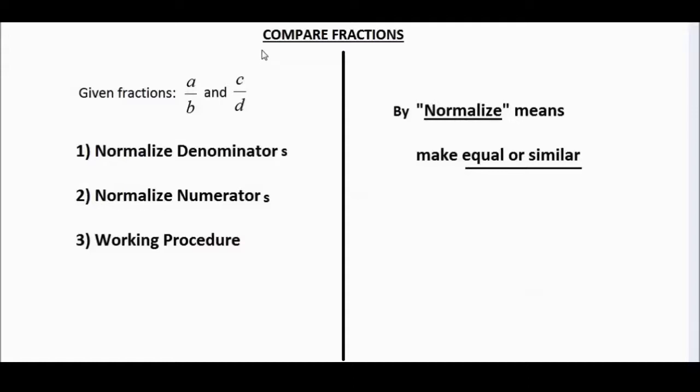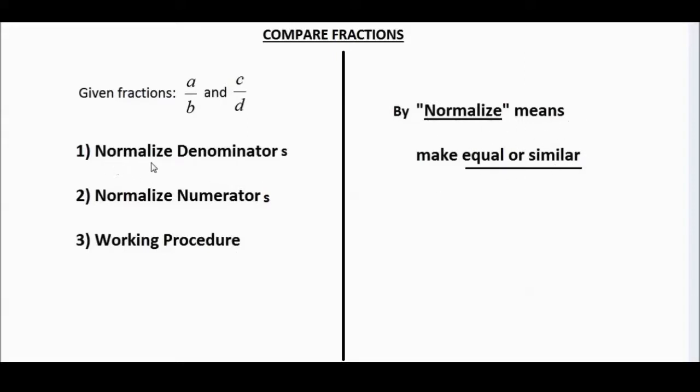How to compare fractions. We are given the fractions a by b and c by d. A and c are the numerators and b and d are the denominators. Fractions may be compared by normalizing the denominators or by normalizing the numerators. This is also a working procedure that we'll describe. By normalize, we mean make equal or similar.